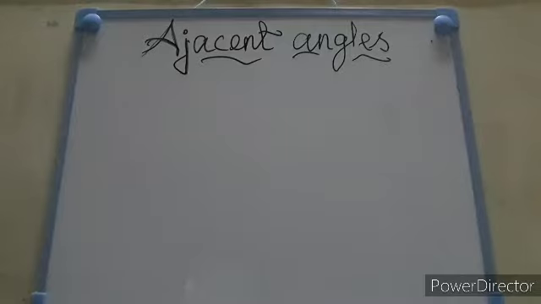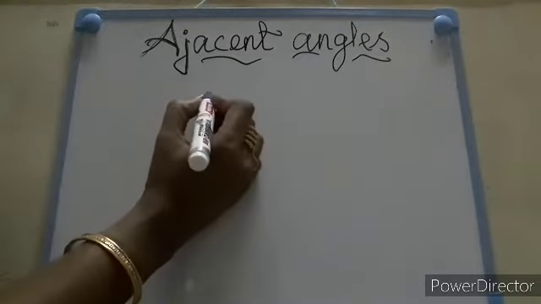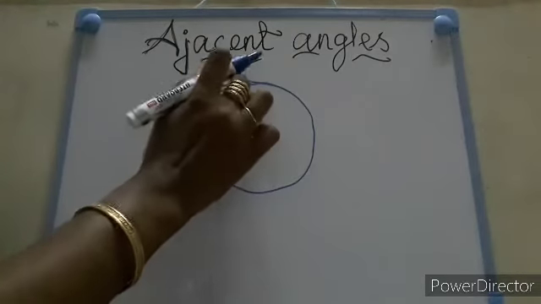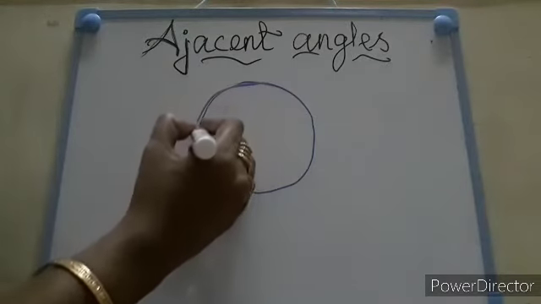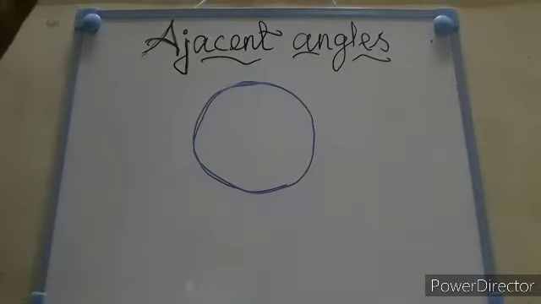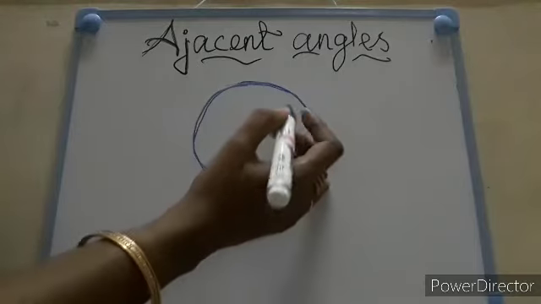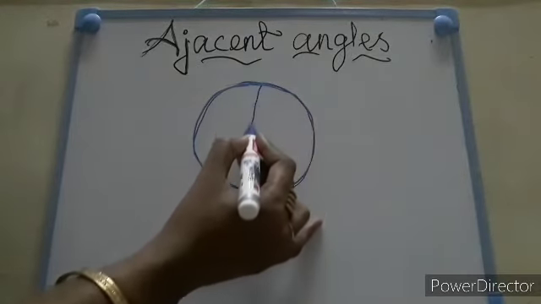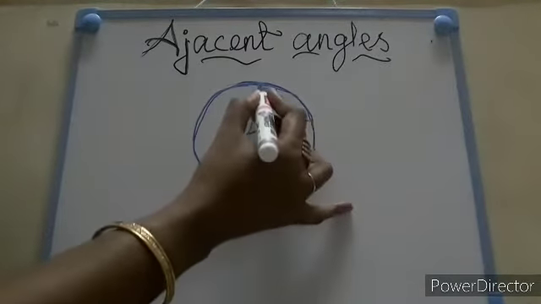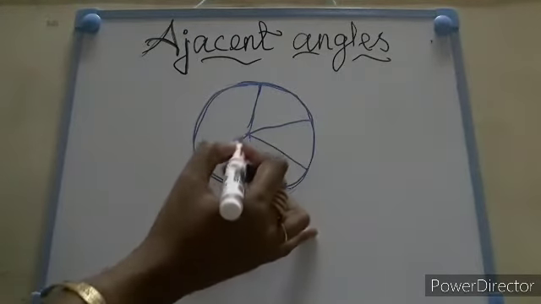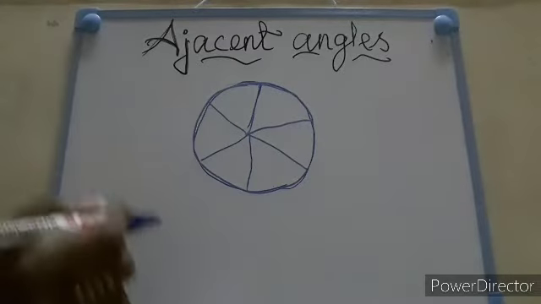Children, now we are going to learn about adjacent angles. Let me consider this is one pizza. Everyone likes pizza, right? So this is like a pizza. When we cut the pizza, how will we cut it? Like this, right? This is one part, this is one part, like that we cut it.